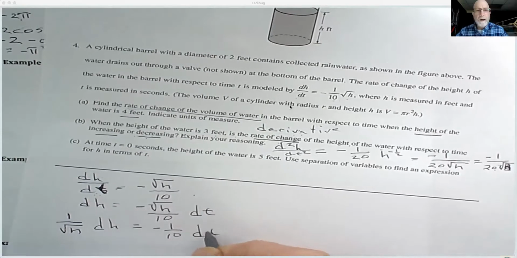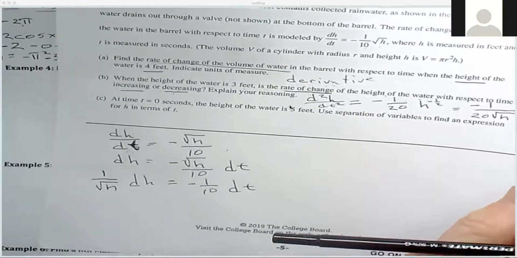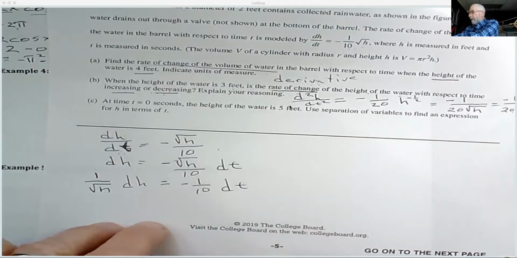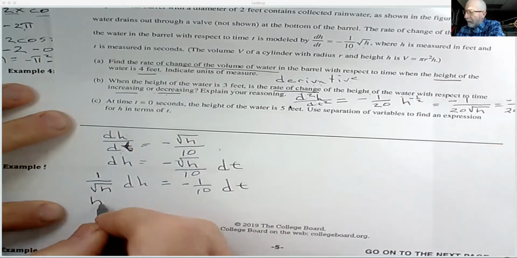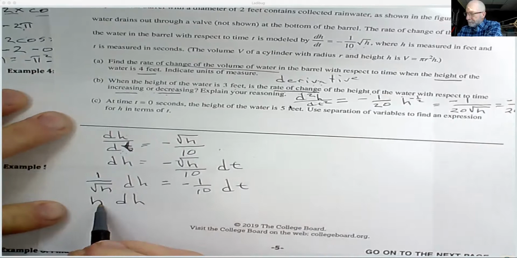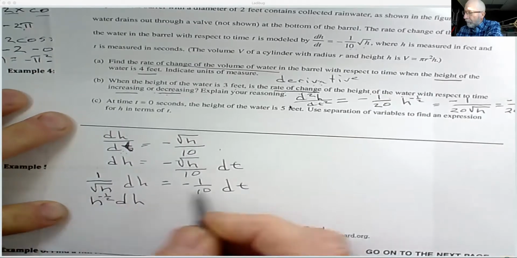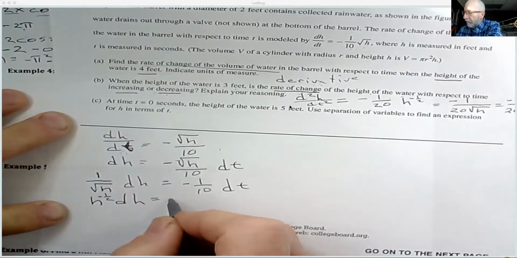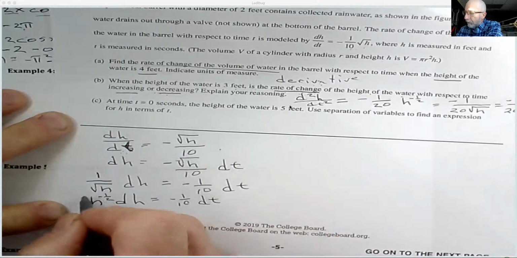Can you see that okay? Yeah, I see it. So now we're going to integrate. And what I'm going to do to help us out here, I'm going to write h here with an exponent. You know what exponent it should have? Negative 1/2. Perfect. Absolutely perfect. And over here, I'm going to have a negative 1/10 dt. And so now I'm going to integrate.